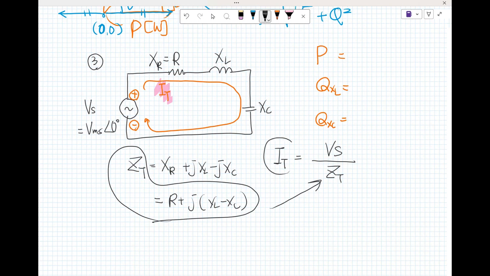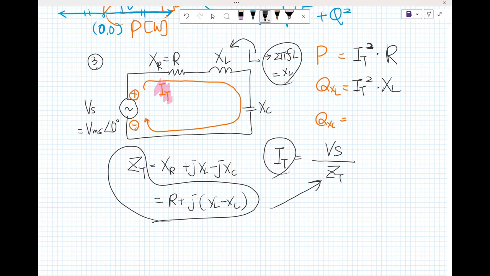So right there, here you go, Z sub T. And finally, after we find I sub T, question 1: what is P? The P is only applied to the resistor. One more time, P is only applied to the resistor. So it is I sub T squared times R. And then what is Q sub X sub L? Same thing: I sub T squared times X sub L. For example, if the question gives you only L, you have to transform L to X sub L. How? 2 pi f L is X sub L.